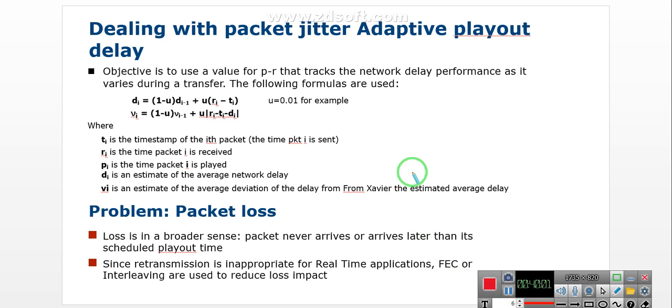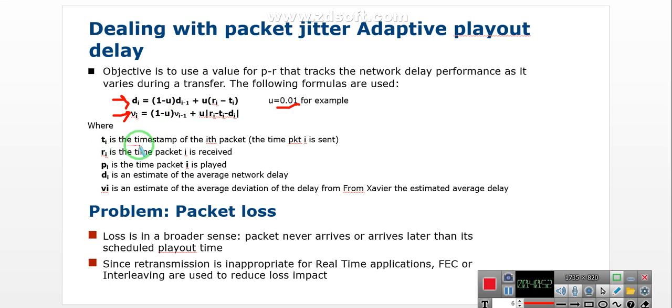Now, dealing with packet jitter: adaptive playout delay. As you saw in the graph before, on slide number 13, we had three different graphs. First was the packet generated, the second was the packet received, and the third was the jitter, with some data loss there. For that we have two different formulas. The first one is delay and the second is deviation. So di stands for delay and vi for deviation. u is, for example, always taken as 0.001. ri was your packet receive instant, ti was your time, and vi your deviation.